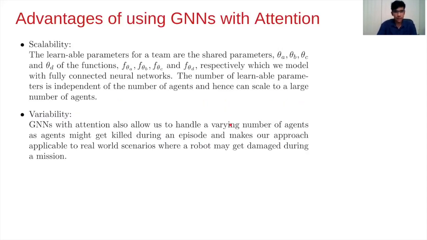Let's quickly talk about what are the advantages of using graph neural networks with attention. First is scalability. We can scale to a large number of agents because the number of learnable parameters is fixed. They are theta a, theta b, theta n, theta c, and theta d. It does not depend on the number of agents. So even if you have a lot of agents, you can still deal with that. The second thing is variability. Because we are passing through an attention layer in a graph neural network, it doesn't matter if I have 3 agents or 10 agents or whatever, I can deal with that.